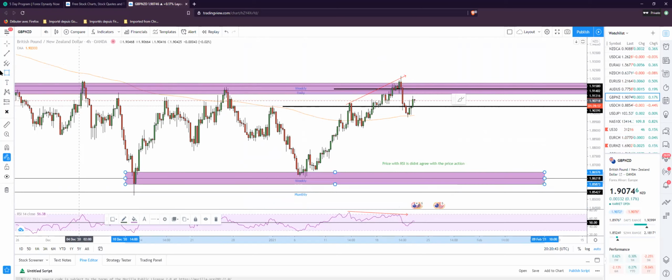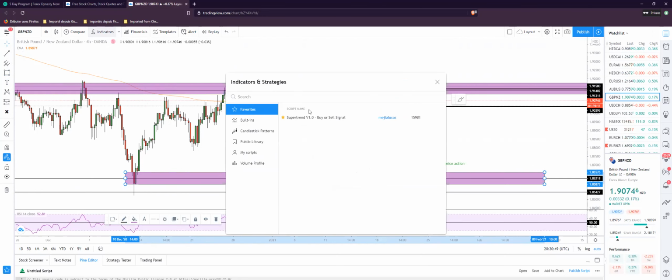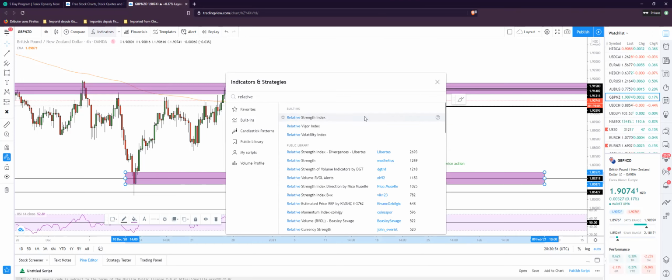Is that an indicator? Yeah, the RSI is the 14 close, and it's an indicator. You go on indicator and you type relative strength index, and you will find the RSI.